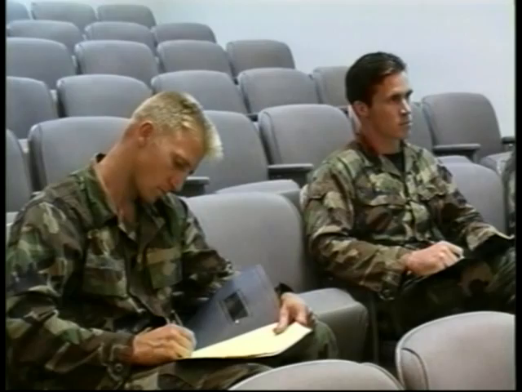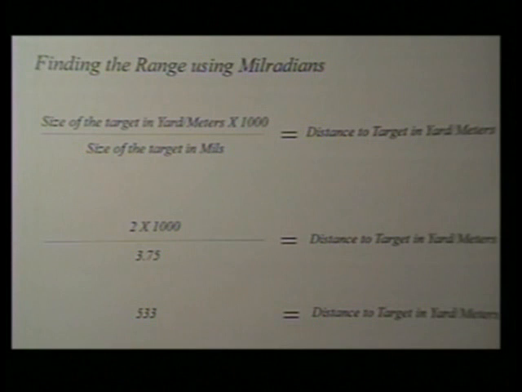Back to reality, a little simpler method. Size of the target in yards or meters times 1,000 divided by the size of the target in the mils gives us distance. Real simple. Size of the target is 2 multiplied by 1,000. So we always know 2,000. Divided by what we measured them in our mils scale. 3.75 gives us distance. Piece of cake. 533 yards to the target.